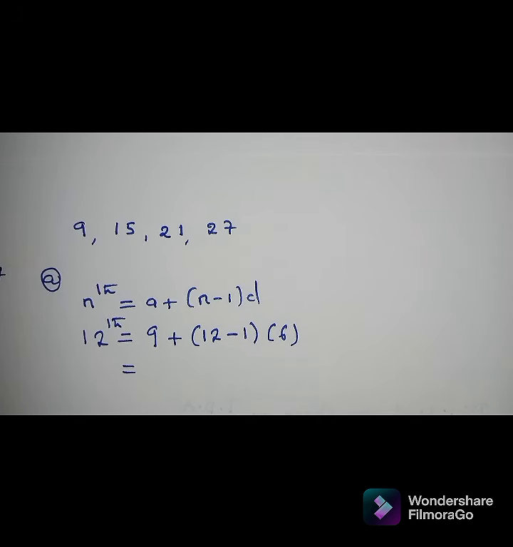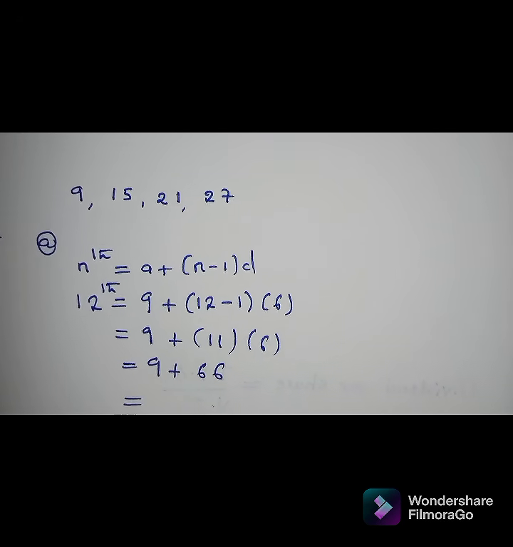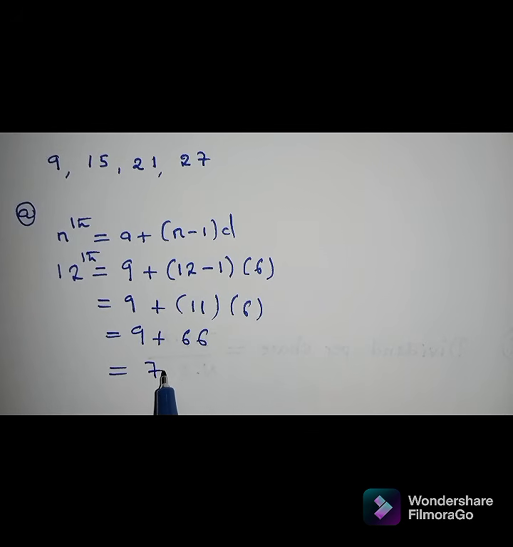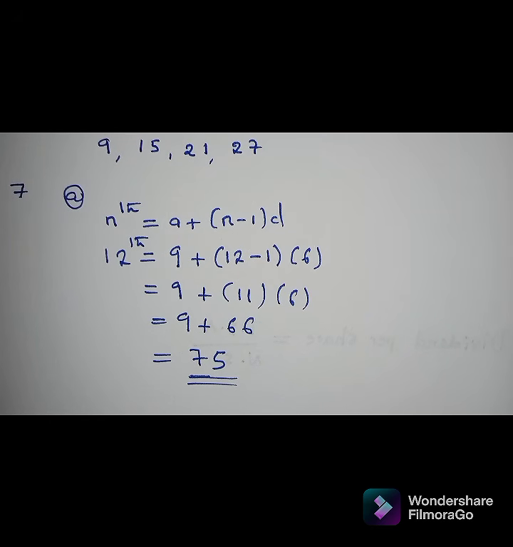So we can say 9, okay, plus what is inside the brackets here will just give us 11. 12 minus 1 is 11, and here there's a 6. So when we multiply, 11 multiplied by 6 is 66. And our final answer here will be 75. This is our solution, 75. So the 12th term is 75. We go to the next question, which is B.